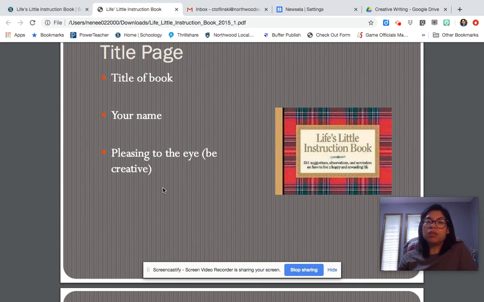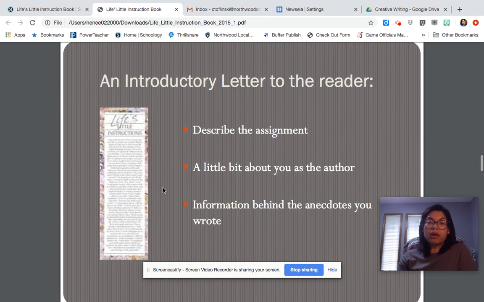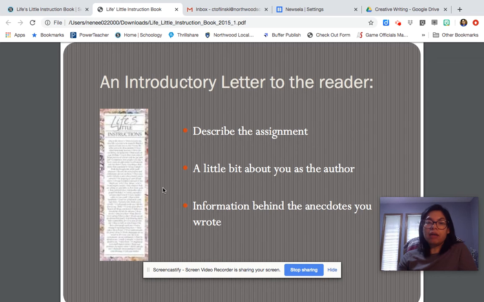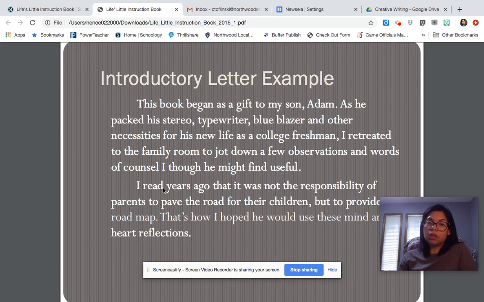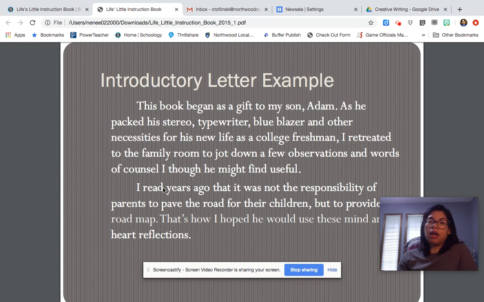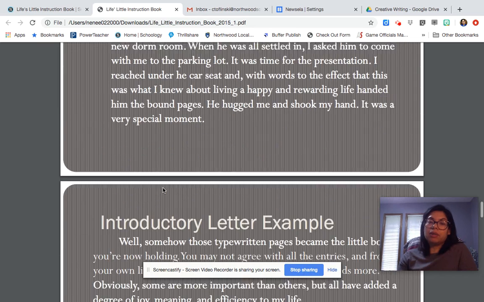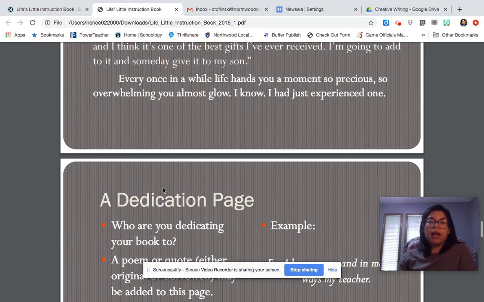For your title page, you need to make sure that you have a title and your name, and that the cover is creative. For your letter of introduction, you're going to describe the assignment, describe a little bit about you as the author, and a little bit about why you chose the topic that you chose. In this presentation, there is the actual introductory letter that the author wrote to his son Adam. It's a little bit lengthy. I do not expect yours to be as long as this one.